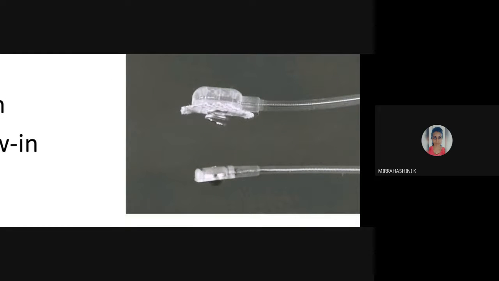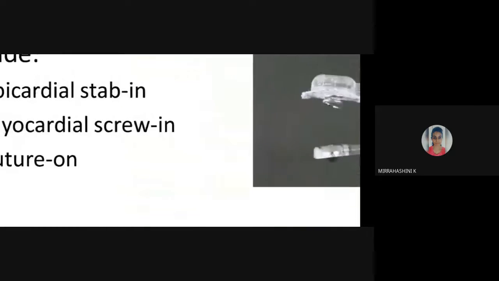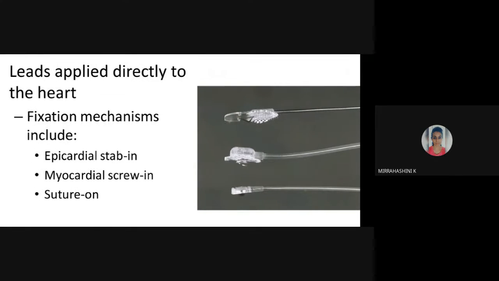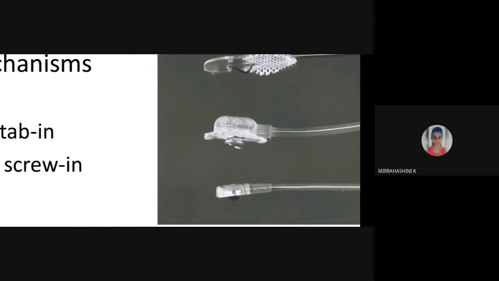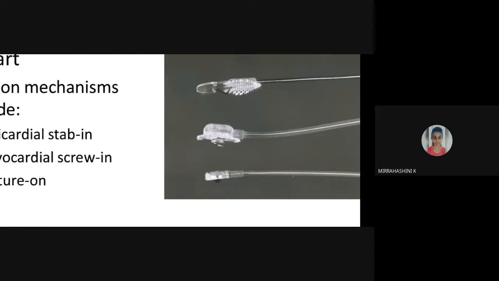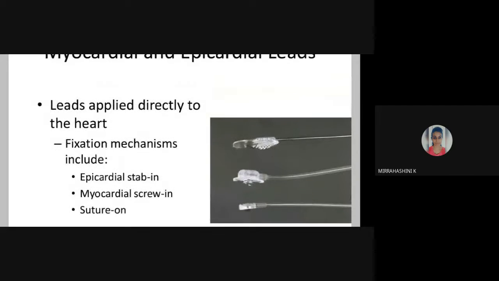Third one is suture on. Here you will be placing the lead and you will put stitches around the heart. So this is also permanently fixed. Okay, so these are the different fixation mechanisms of the heart leads.